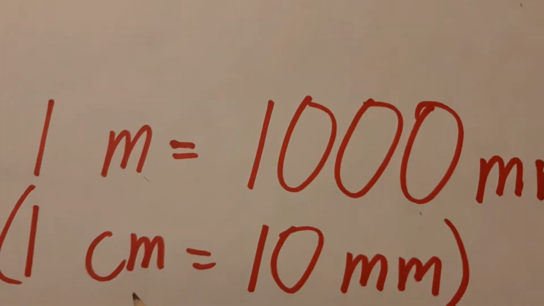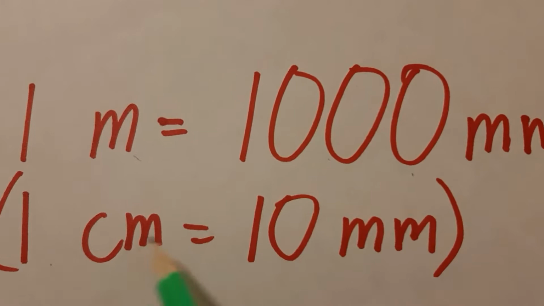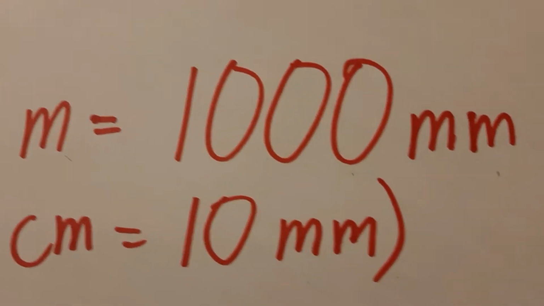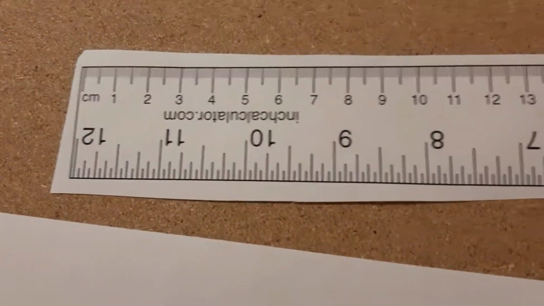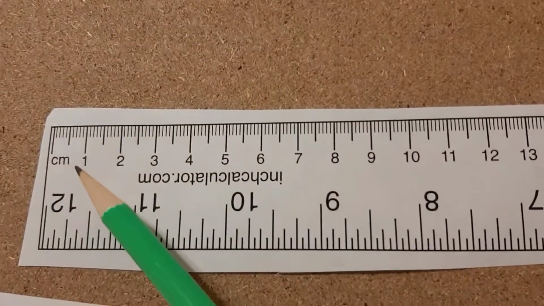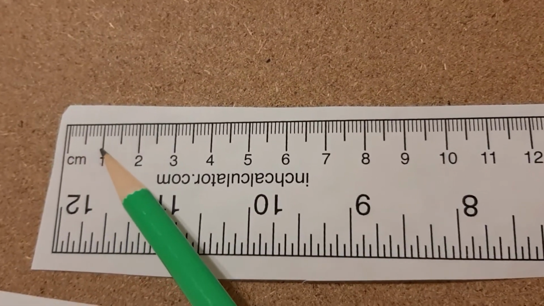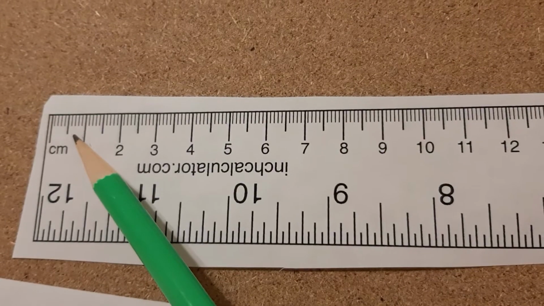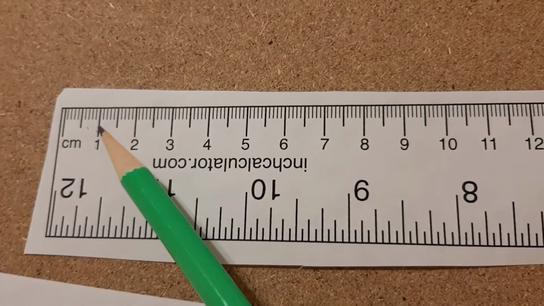Now take a look. One other little conversion you need to know is 1 centimeter equals 10 millimeters. And you can remember that by looking at your ruler here. Here's the centimeter ruler. There's a centimeter, and if you counted those little teeny lines, those are millimeters. There are 10 millimeters in a centimeter.